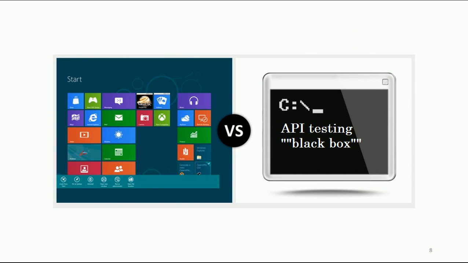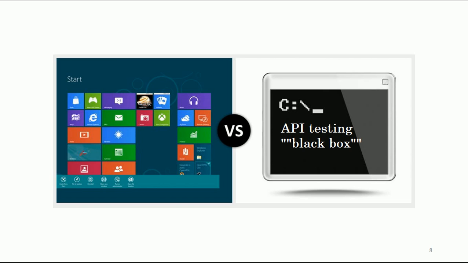Let's brainstorm a little bit and ask questions of yourself. If you are new to API testing, then if you look on the screen, you see two screens. On the right side you see API testing in a black box, and on the left side you see there is a UI available.